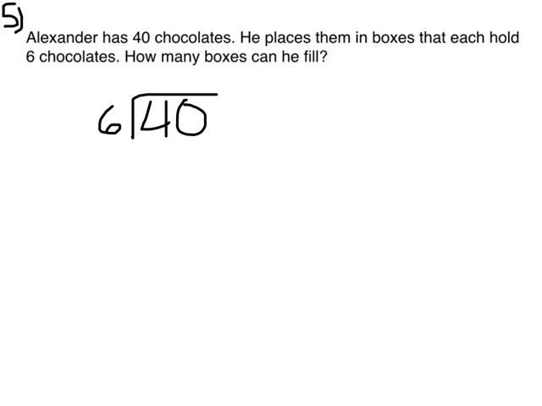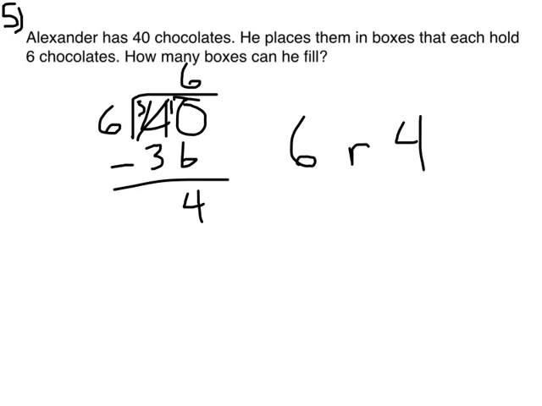Go ahead and do 40 divided by 6 now. 40 divided by 6 is 6, remainder 4. There are 6 full boxes with 4 chocolates left over. So what's the answer to our question? How many boxes can Alexander fill? He can fill 6 boxes. He doesn't have enough chocolates to fill a 7th box.